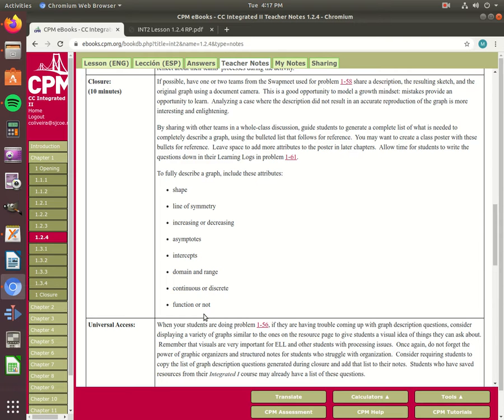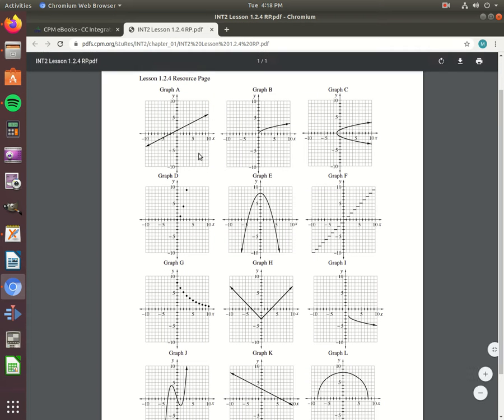And is it a function or not? Is there one output for each input or not? So I think maybe we've described most of these. A line of symmetry, if you don't remember, is like if you cut it in half, would it look the same to the left or to the right? But that's the kind of list that typically students will come up with, and then they'll get a shape.